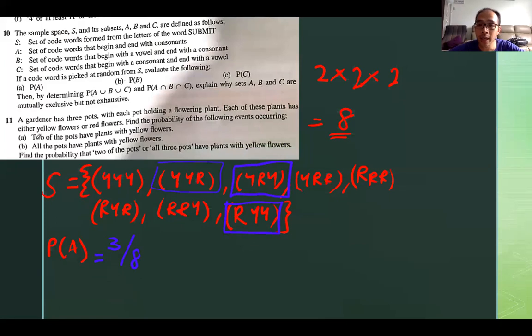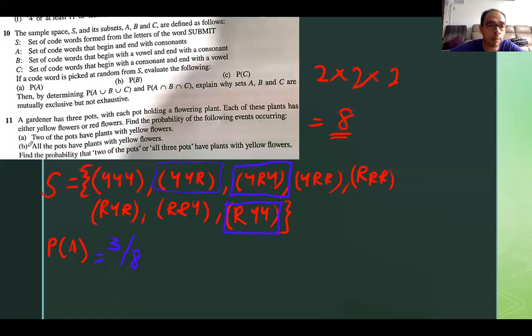Maybe at this point you're asking, kenapa yang Y tidak dikira? Because soalan dia cakap cun-cun 2. Bukan sekurang-kurangnya 2. We need to read the question as it is. Kalau dia cakap 2 lah itu. It cannot be sekurang-kurangnya. Jangan mengada-ngada. Semua soalan tidak minta. Jadi janganlah.